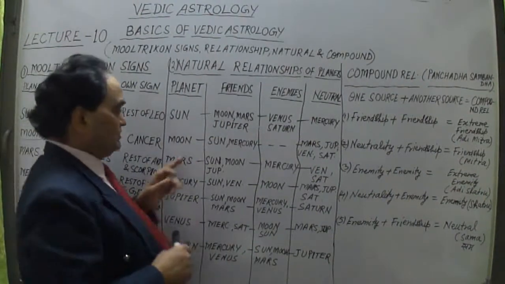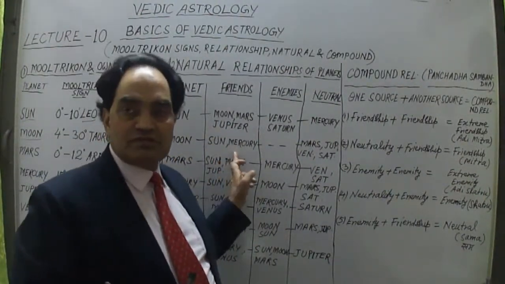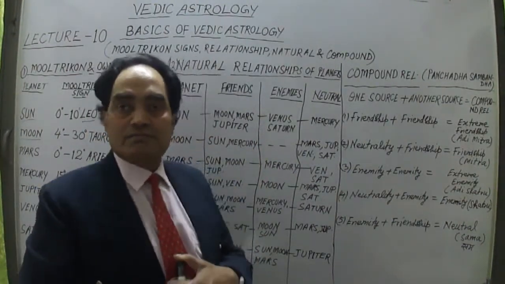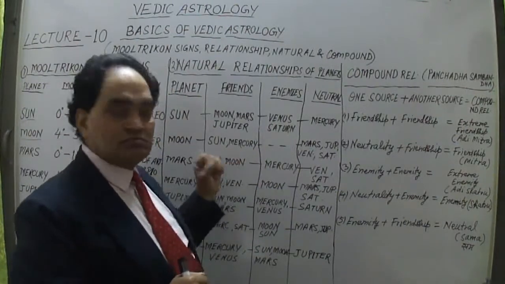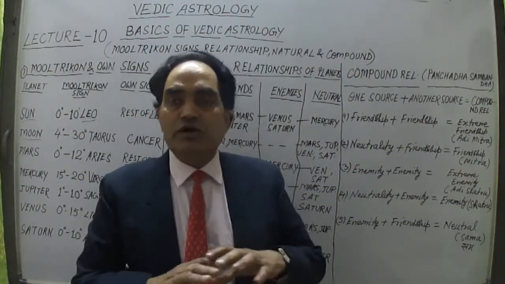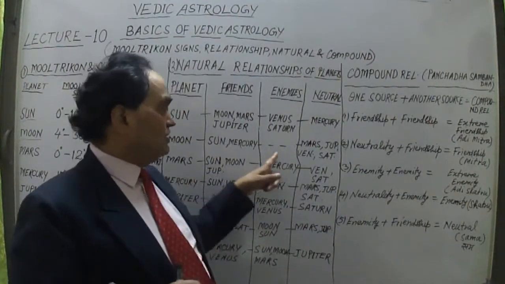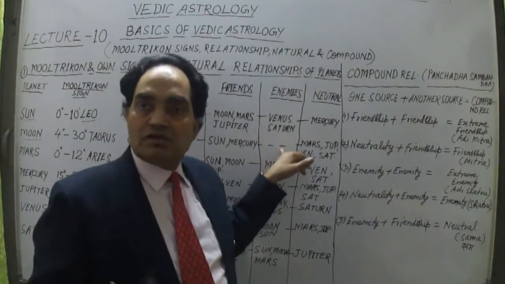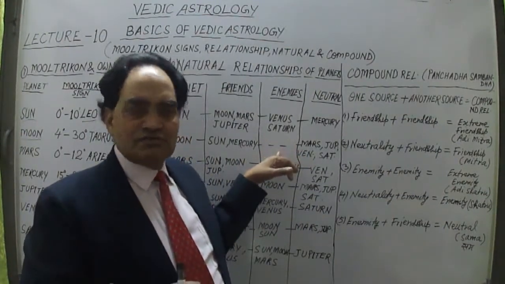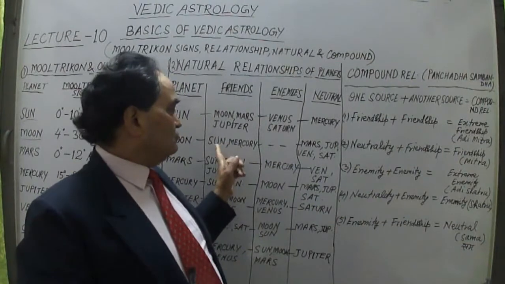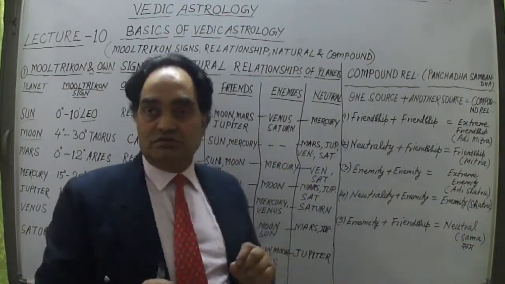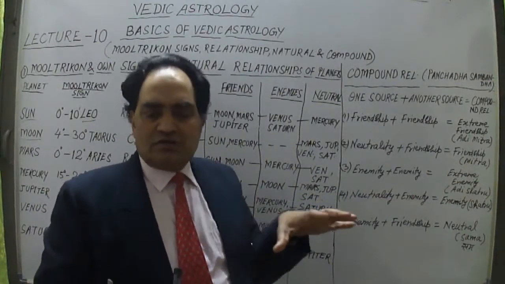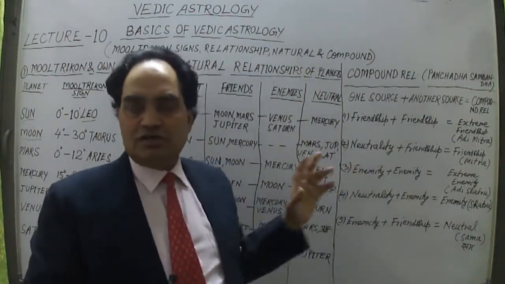Okay, this is about Sun. Now about Moon. Let me take Moon. Moon has friendship with Sun and Mercury. Sun and Mercury are friends to Moon. Moon has no enemies. The enemy portion is left empty. Okay, so Moon does not have any enemy, but friends and neutral.